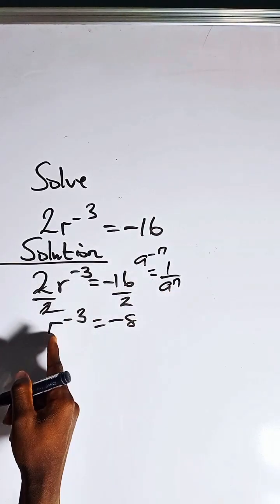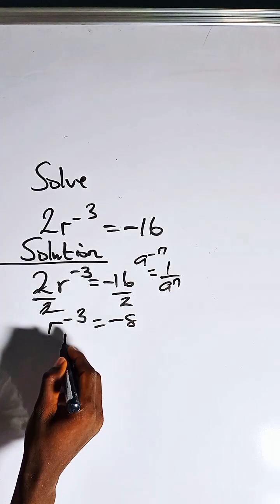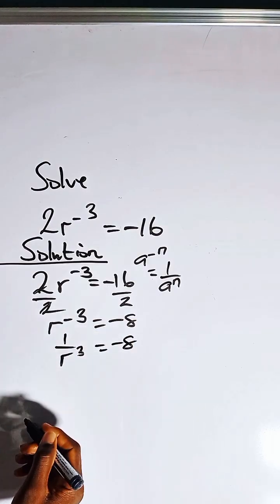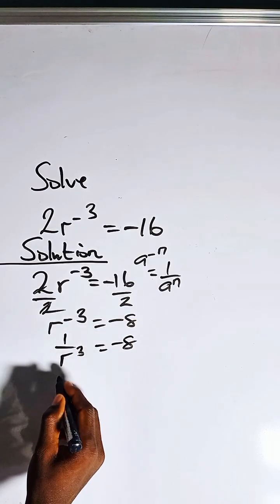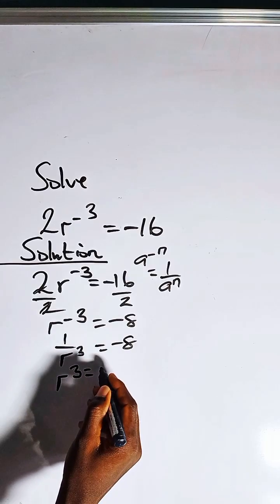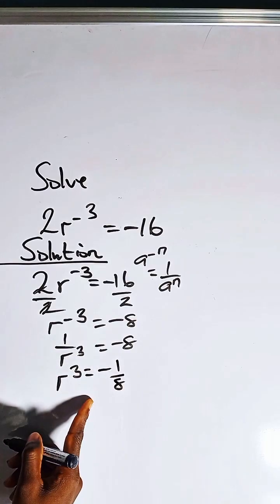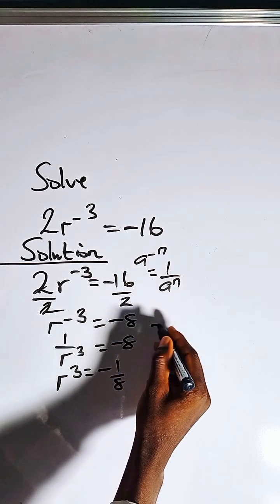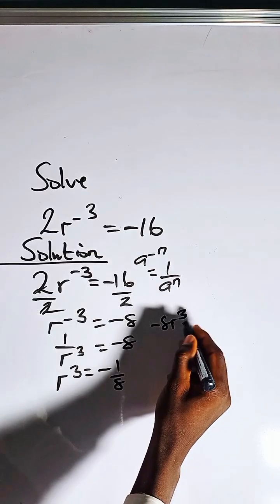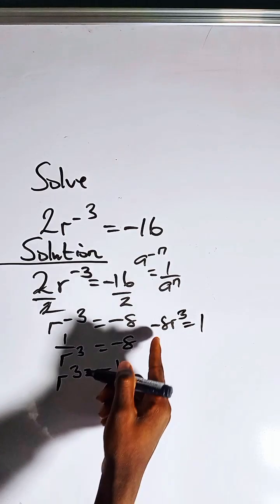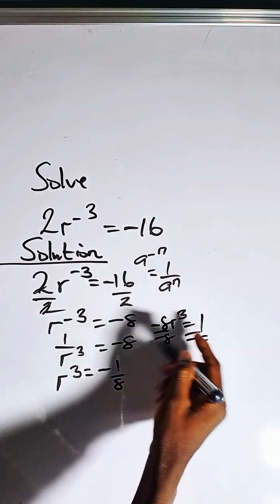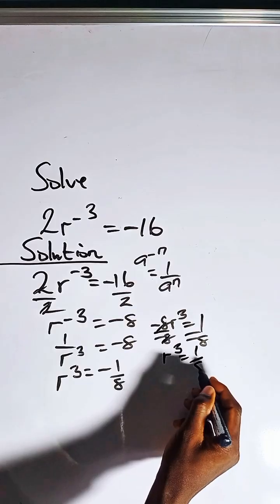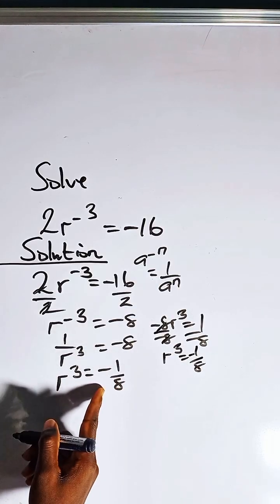So let us apply this. We have 1 over r raised to power 3 equals minus 8, so r raised to power 3 equals minus 1 over 8. How do we get this? We multiply first, so we have minus 8r raised to power 3 equals 1. Then we divide both sides by minus 8, so we have r raised to power 3 equals minus 1 over 8.